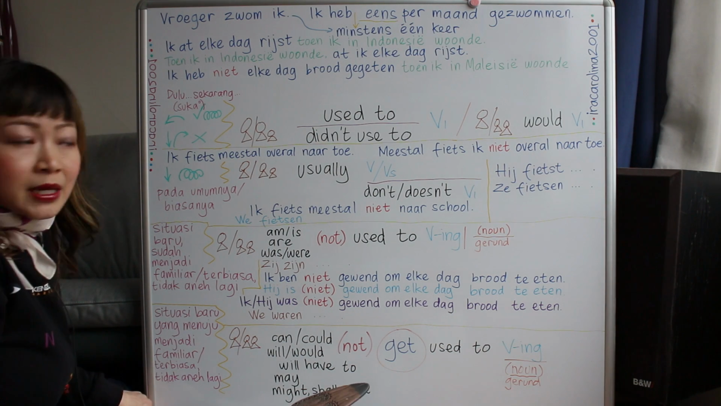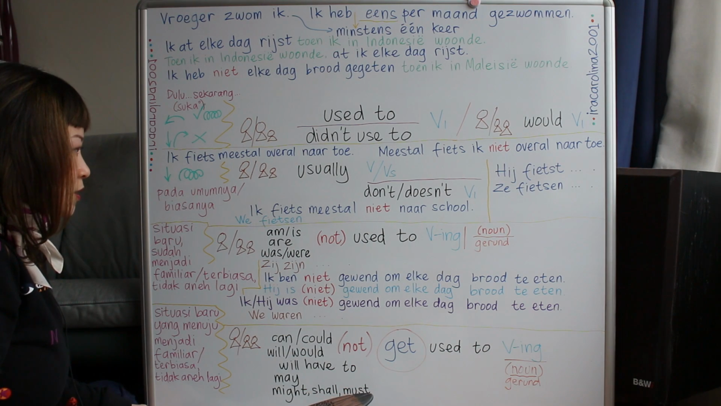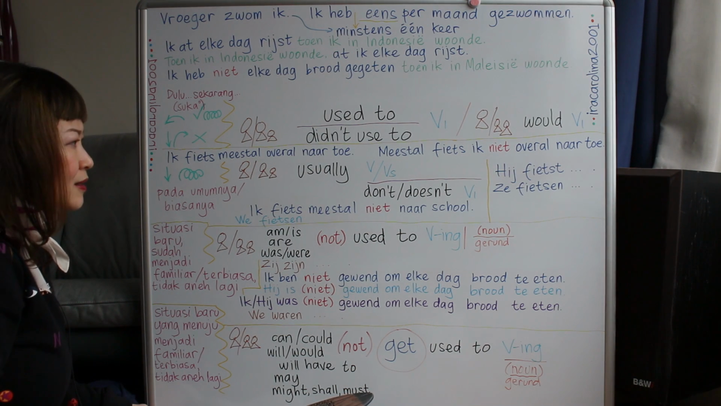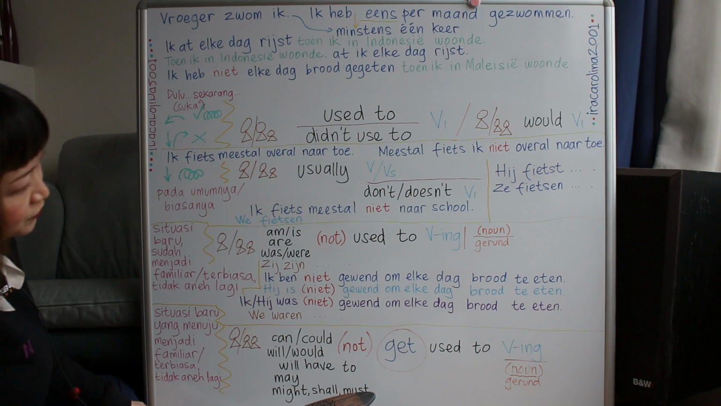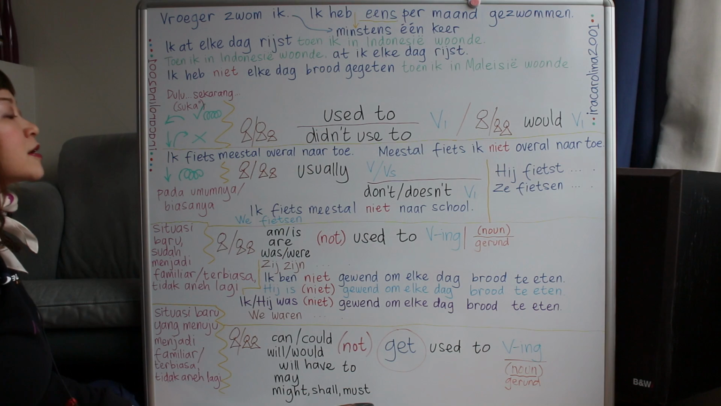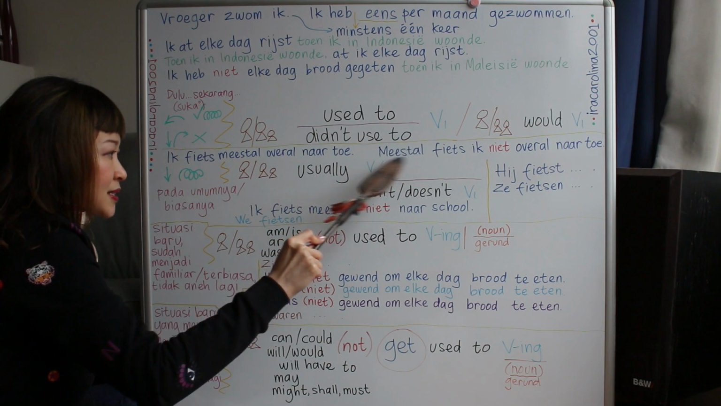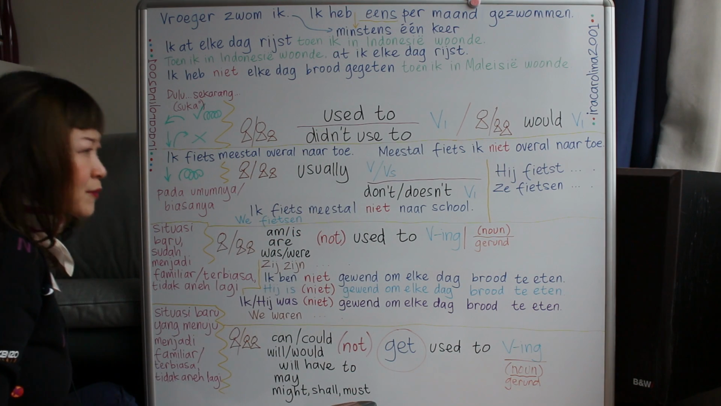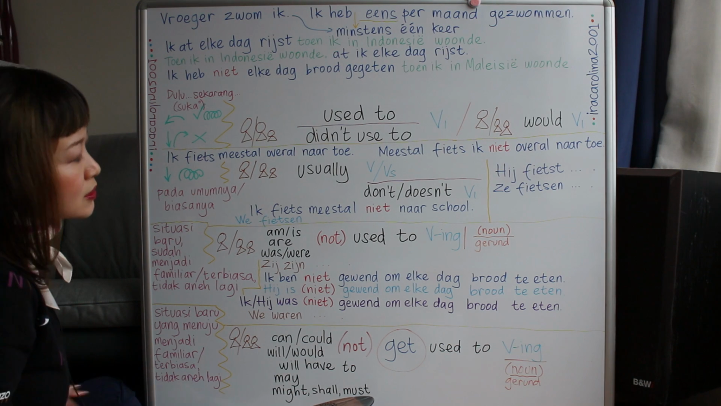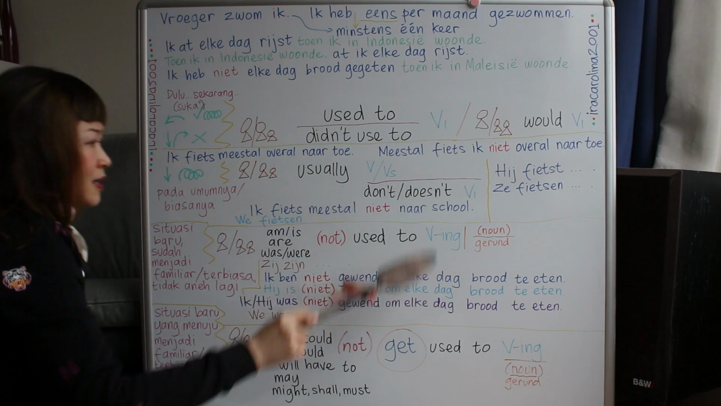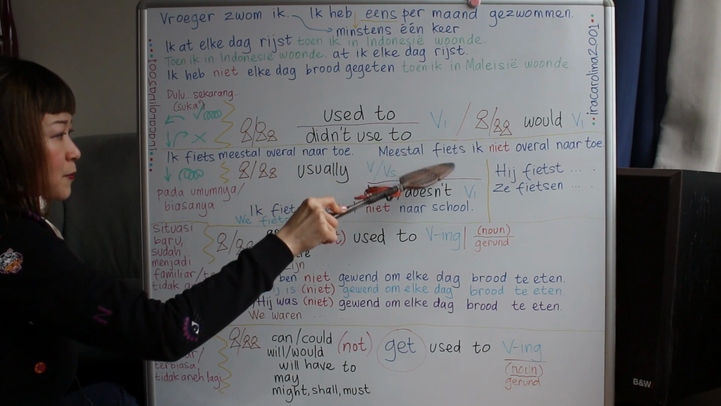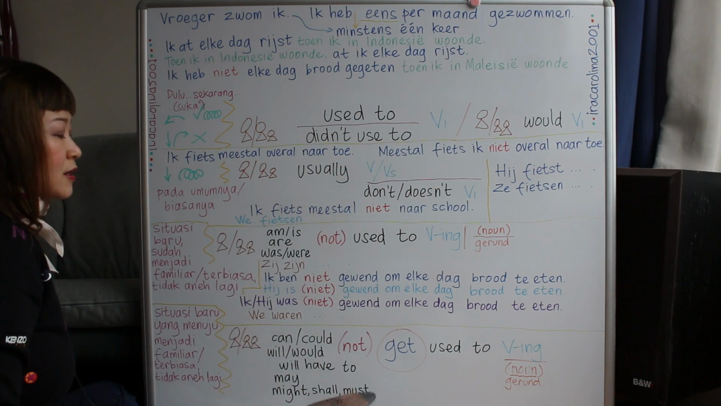If you want to say "I usually don't bike, I don't bike everywhere. Most of the time I don't bike everywhere," you say it with meestal, most of the time, or mostly, or most. Fiets ik niet. So you put the fiets and then you put the ik.